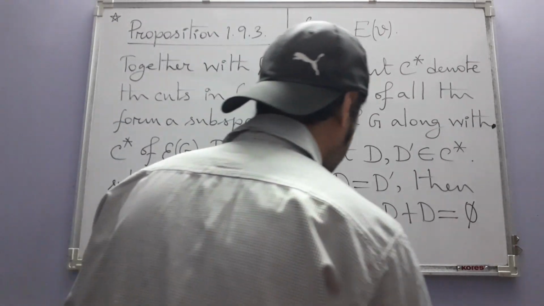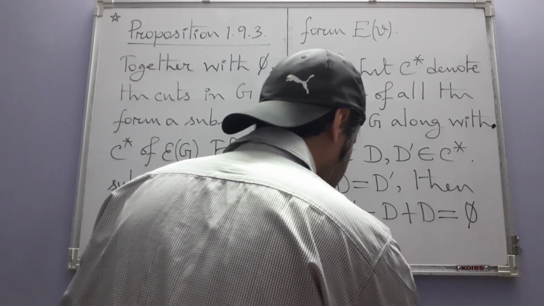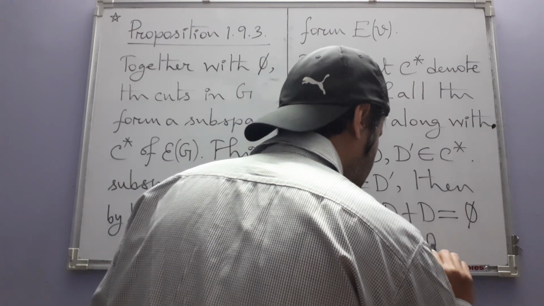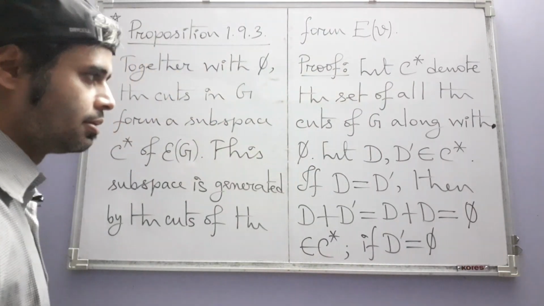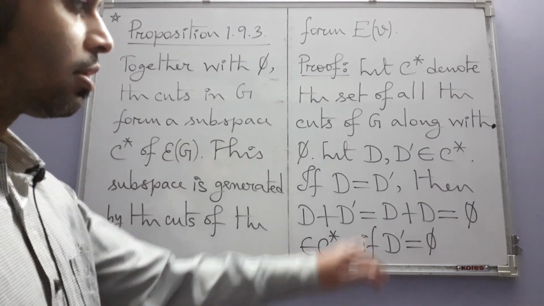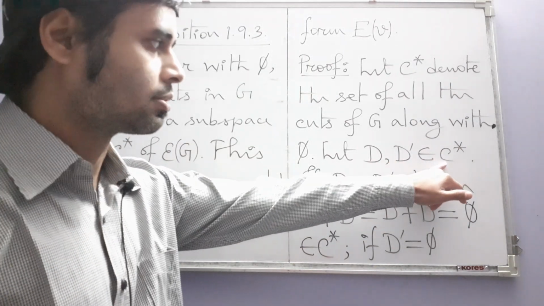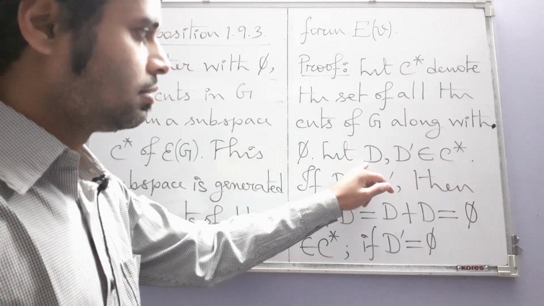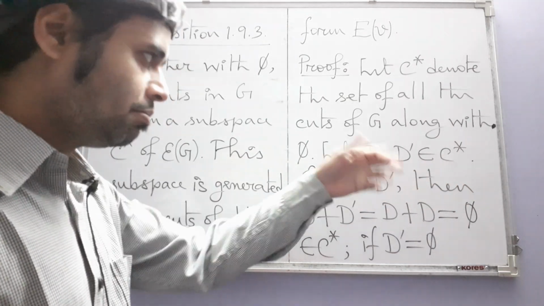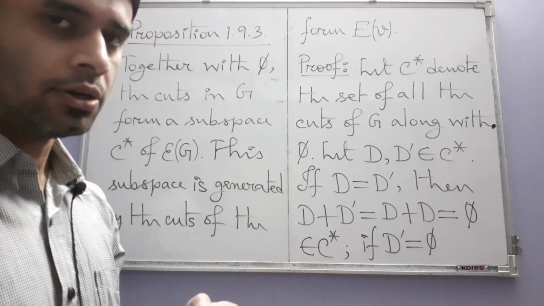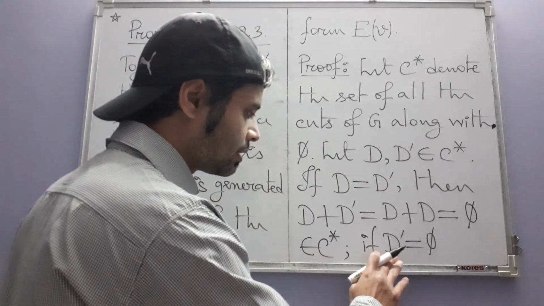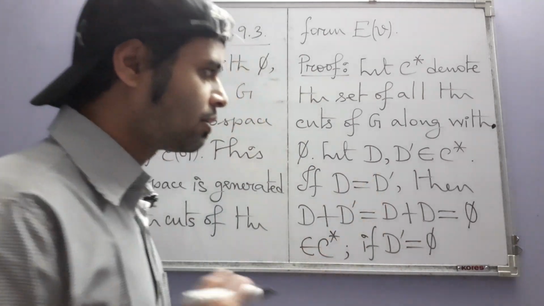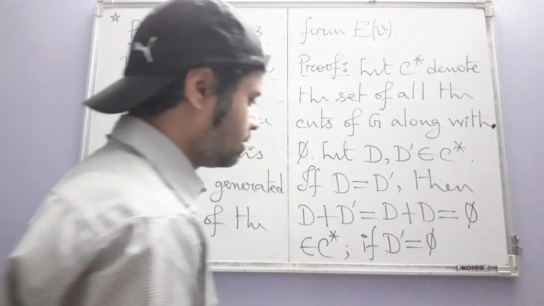There is another case like this. If say D prime is itself the empty set. Actually here I should not have said that these two are cuts. These two are just elements in C star. Each one of them may be a cut or maybe the empty set also. So now let us consider one such situation where D star is empty. D may or may not be empty. We are not bothered about that.